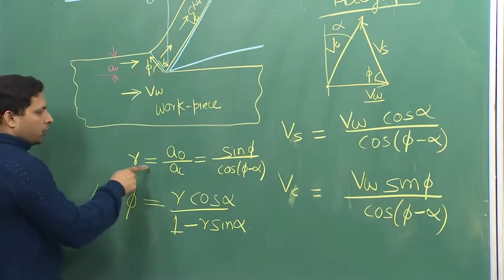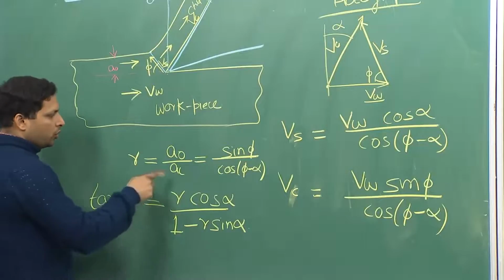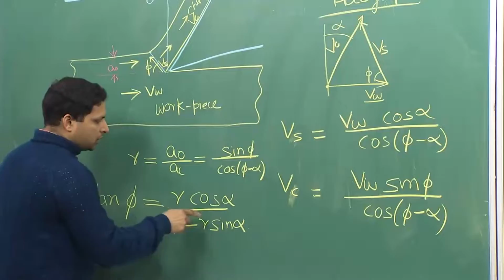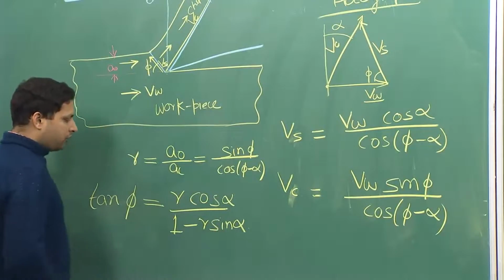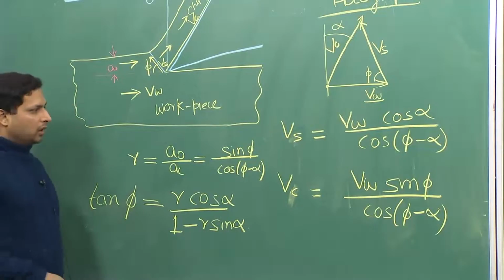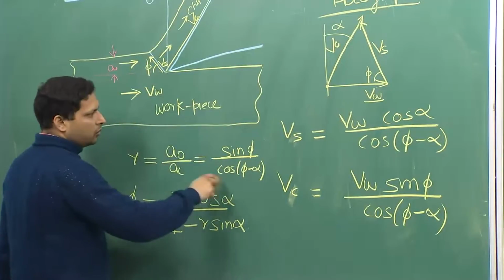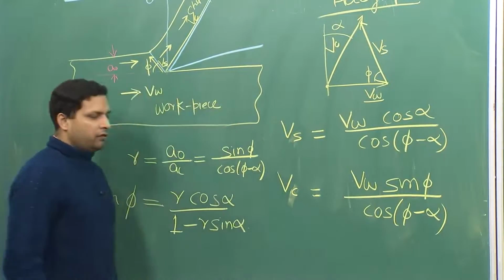Okay, so, in practice what you do is you measure a naught and a c, you get r, and then you put r in over here with a known alpha angle, from there you get phi. Once you have phi, alpha and of course V w, then you can calculate V s and V c.